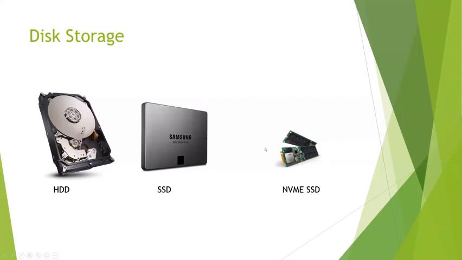I'm first going to go over the hard disk drive, or the HDD, which is on the leftmost slide. The hard disk drive works by storing all the information on a metallic disk that spins around, and the data is accessed and written by a magnetic pin that writes the information as the disk spins.